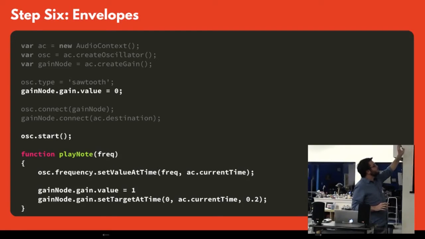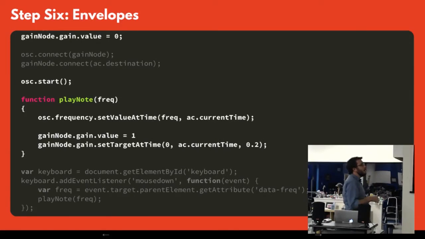Now, basically, I start the oscillator at the beginning. So as soon as my code is run, that oscillator is generating sound, but I have it connected to my volume, and I have the volume all the way turned off. And so when I play the note, I'm going to turn the volume up to let the sound come through, and then turn it back down.